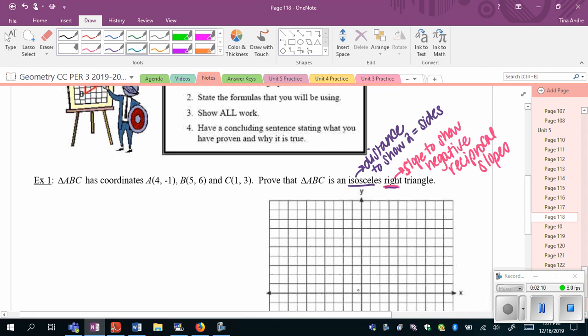So I have 4, -1. When I do this, I'm going to make sure that I'm labeling my letters. If for some reason you ever have a picture where there aren't letters with your coordinates, I always recommend creating your own letters. I just think it makes all of your calculations easier to label. 2, 4, 6, so this is B. And then I have 1, 3.